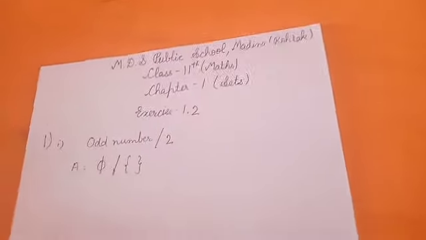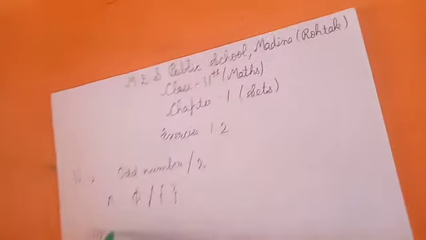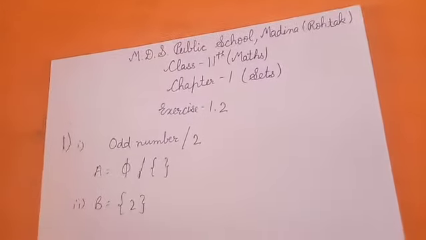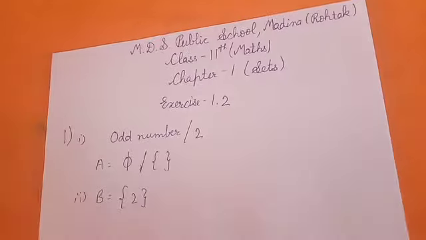Next part is set of even prime numbers. We know that 2 is the only even prime number, so our set B will be {2}. Therefore, it is not a null set.